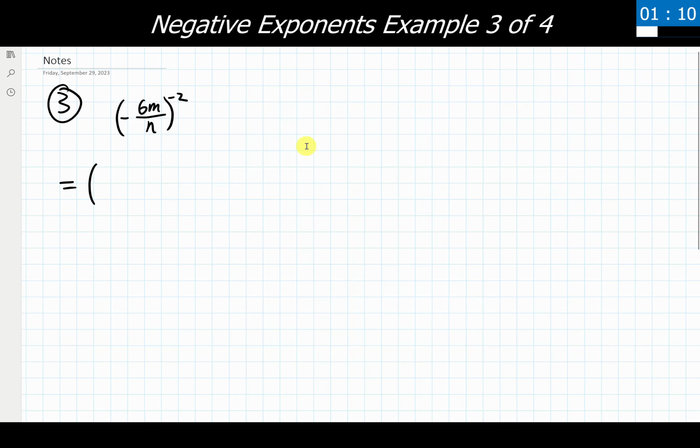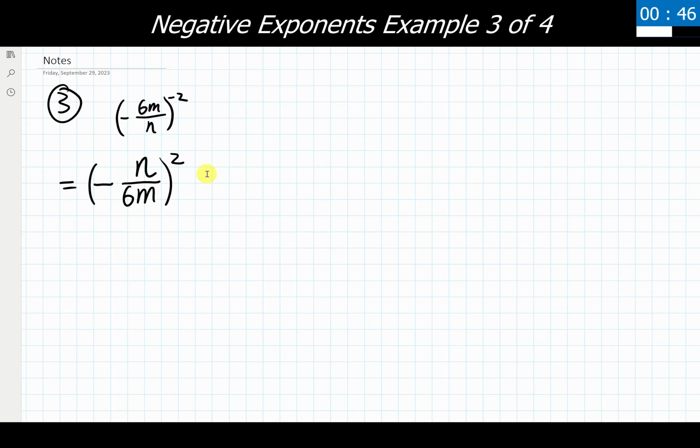So when I do that, the negative sign in front of the fraction stays the same, and the rest of the fraction flips. So this becomes n over 6m, and the exponent then becomes a positive 2. At this point in time, I can now write this out in multiple ways like we've done in previous videos to get to our final answer.